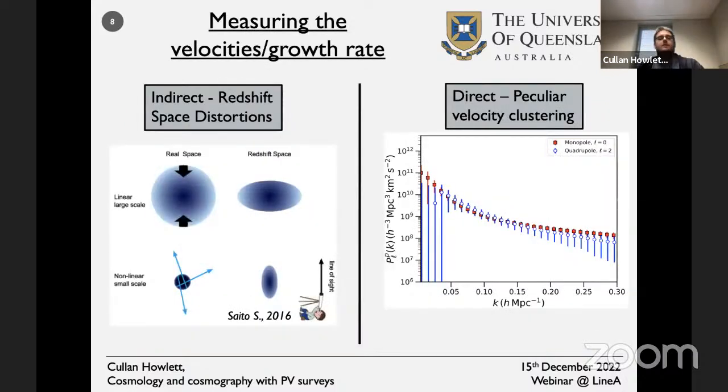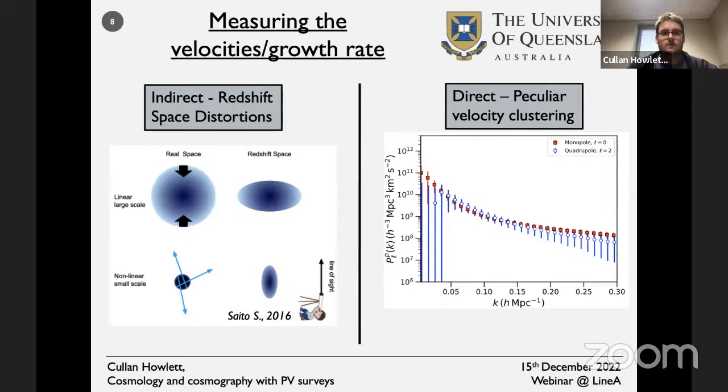So there's two ways that you can get these velocities, basically. The first is a technique that many of you may have heard of, which is called redshift space distortions. This is kind of the workhorse for measuring large-scale gravitational models, and has been used quite a lot over the last 20 years to produce really tight constraints on the growth rate of structure. But there's also another method, which is this direct methodology, which is something I'm going to talk about here, which is using the actual peculiar velocities themselves and then looking at how those are correlated with each other.